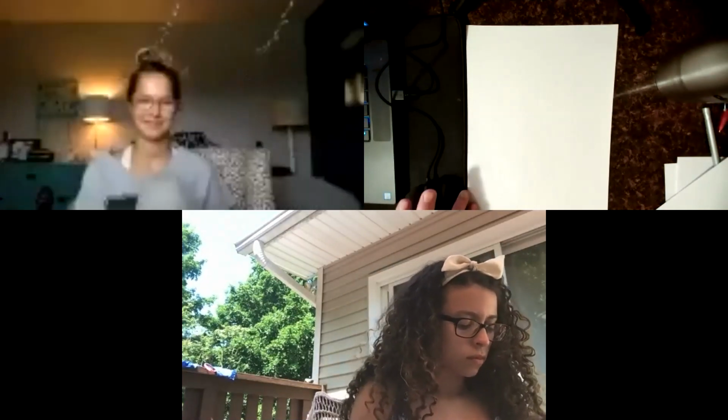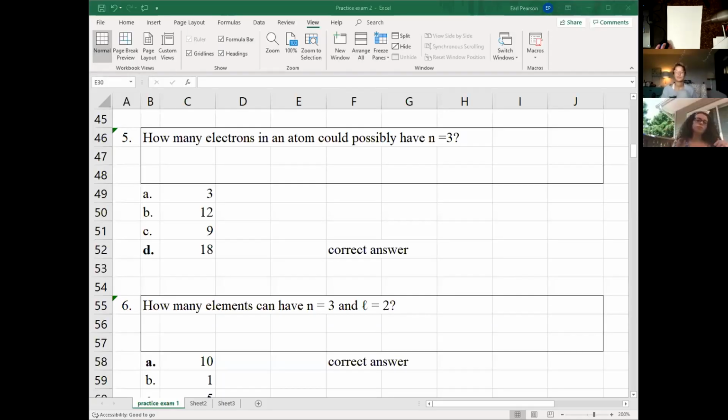Now we are doing number 6. And number 6 says how many electrons can have n equal to 3 and l equal to 2.